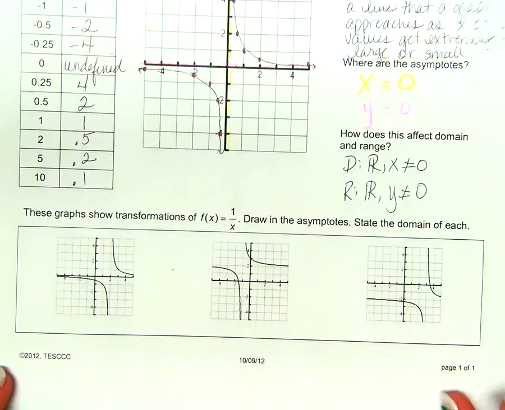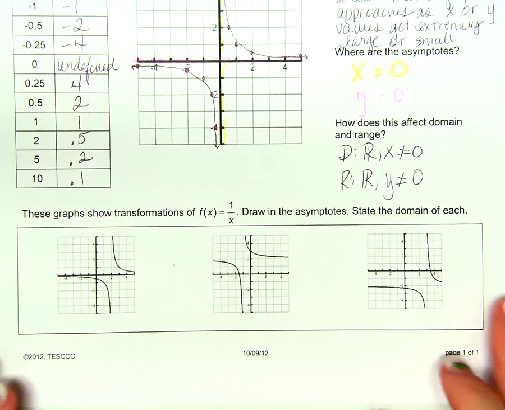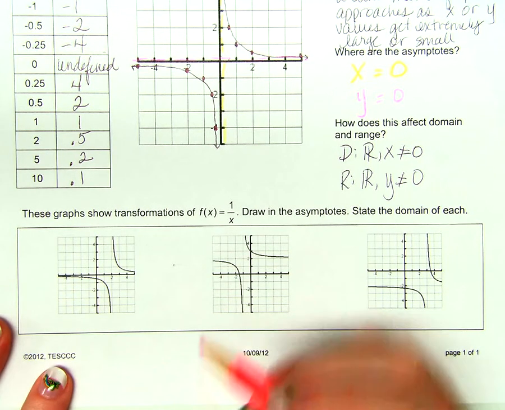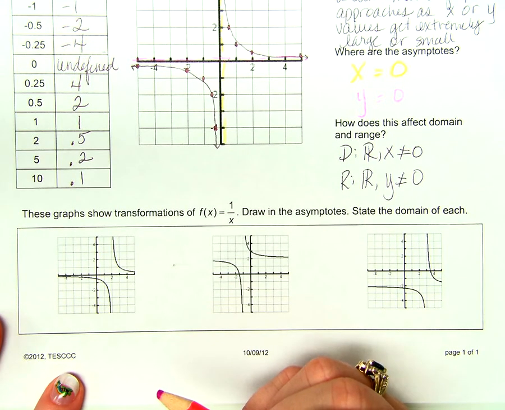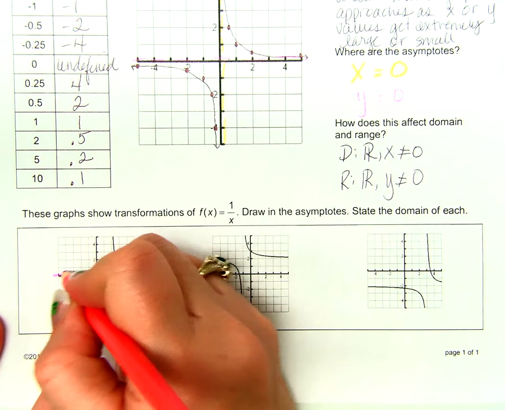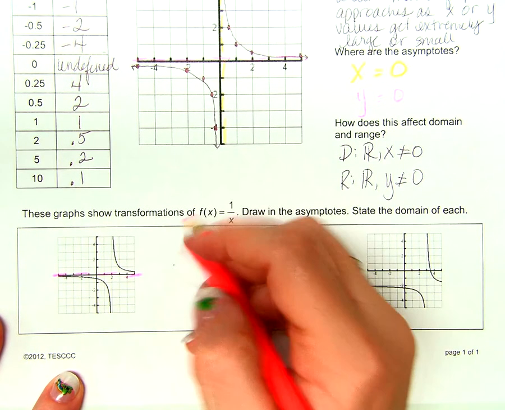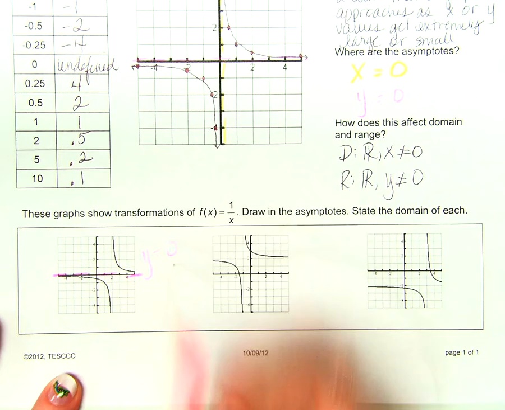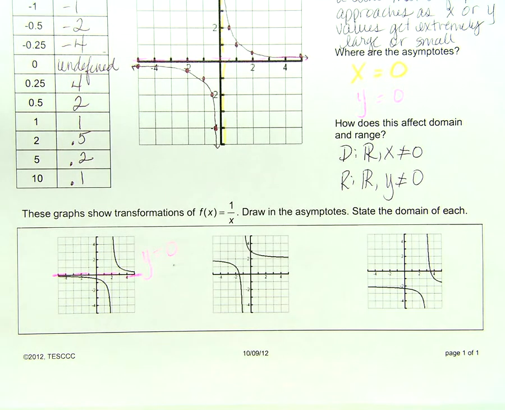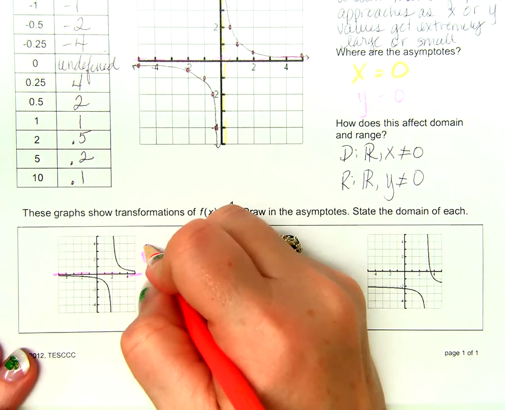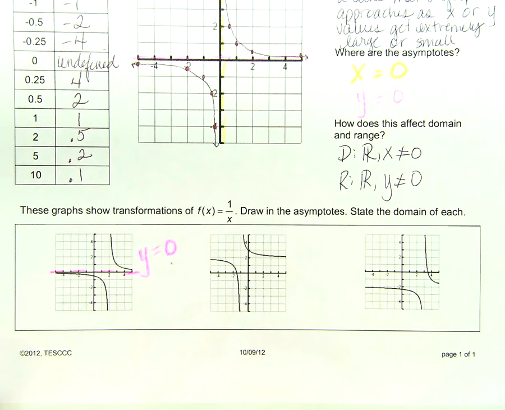So let's look at these 3 samples at the bottom. Do you see any asymptotes in the first one? Horizontal or vertical? Which one do you see first? Horizontal? Okay. Where do you see a horizontal asymptote here? So like right here. And the equation of that is y equals 0. I'll try to write that darker so you can actually see it. Is that better?